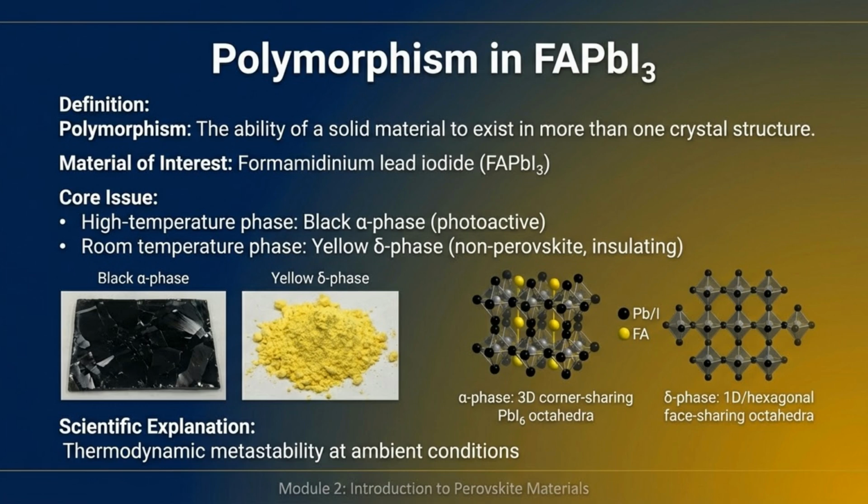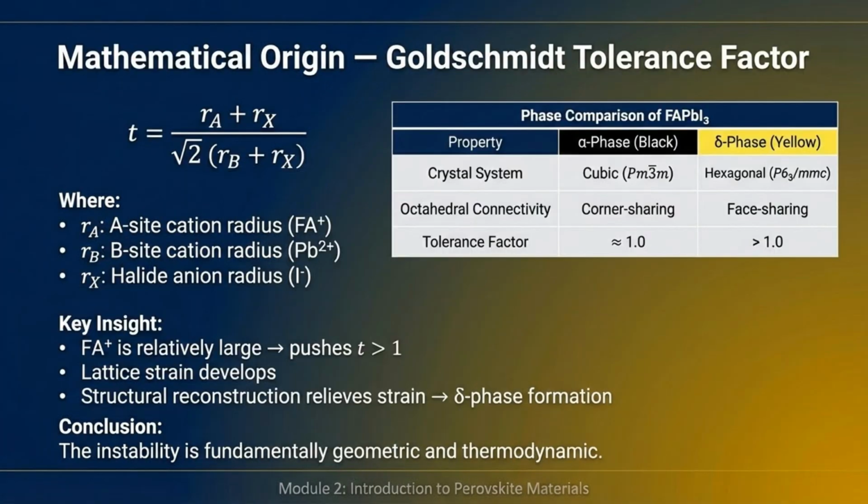So the key question becomes, why does the cubic perovskite structure become unstable at room temperature? To answer that, we must examine the geometric constraints of the lattice. The stability of the perovskite structure is governed largely by ionic size compatibility. This is captured by the Goldschmidt tolerance factor. The tolerance factor, T, is defined as T equals the sum of the ionic radii of the A-site cation and the X-site anion, divided by the square root of 2, multiplied by the sum of the ionic radii of the B-site cation and the X-site anion. For a perfectly cubic perovskite, T is approximately equal to 1.